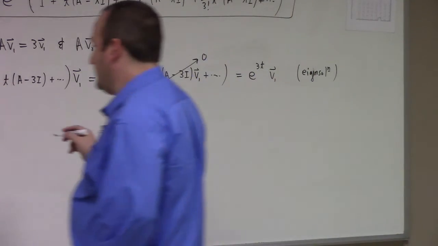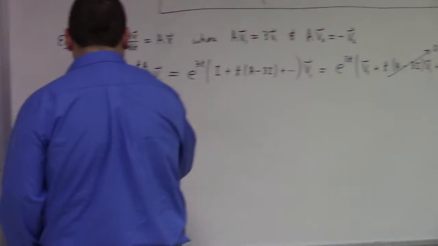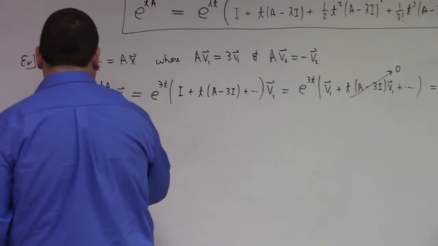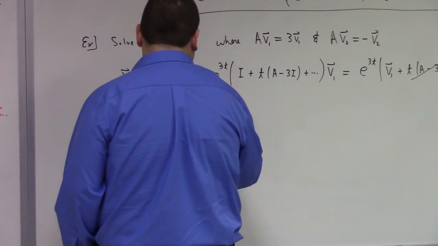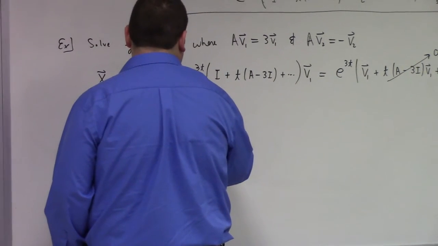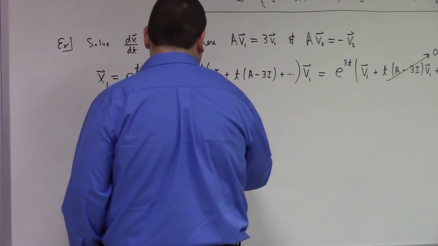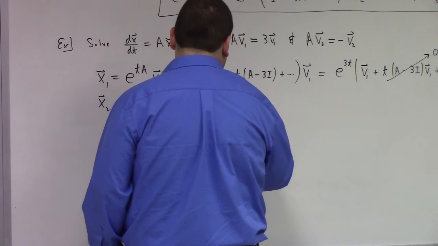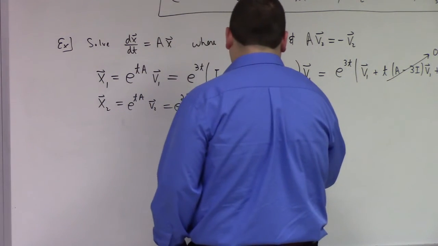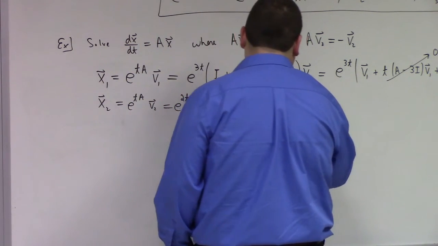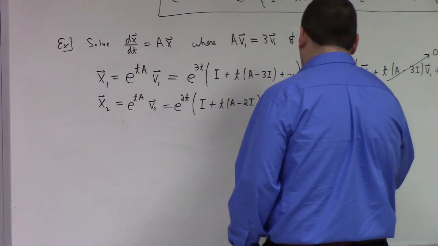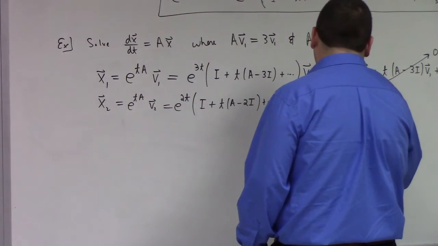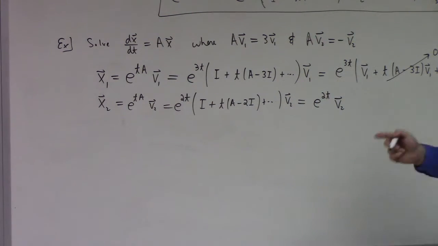Likewise, x2 will be equal to e to the ta times v2, which would be e to the 2t. I'll use the magic formula with lambda equals 2, because that's what suits my purposes here. Now, did I really need to write all that down? Not really. If you understand what's going on here, you would just write down e to the 2t times v2 as the solution, the second eigensolution.